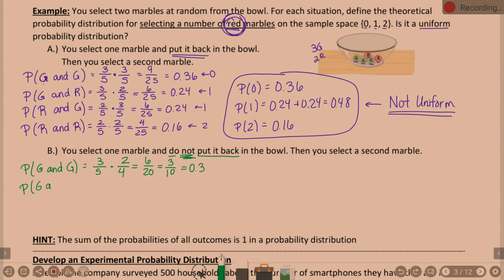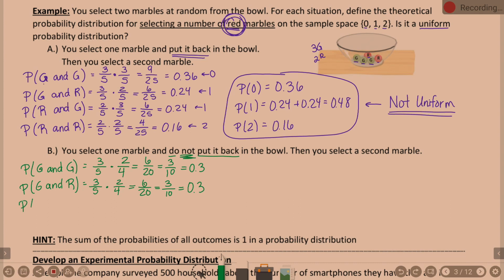Okay, probability of green first, but this time red second. Of course, we restart. All 5 marbles are there, so probability of green is still 3/5. This time, probability of red. So we drew from 5. I'm keeping a green basically in my hand, so now I only have 4 choices. Probability of red. Well, I didn't touch the red the first time, so there's still 2. Oh, those numbers look familiar. 3/5 times 2/4. So multiplying across, it's 6/20. Reduces to be 3/10, which is the decimal 0.3.